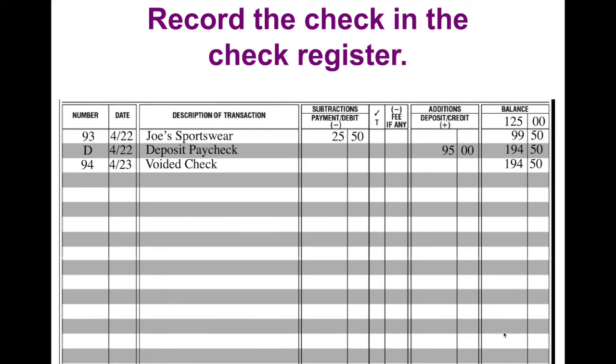Now we need to record that check in the check register. And again, you can record it before you write the check out, after you write the check out. The biggest thing is that it gets recorded. Every transaction gets recorded in your check register.